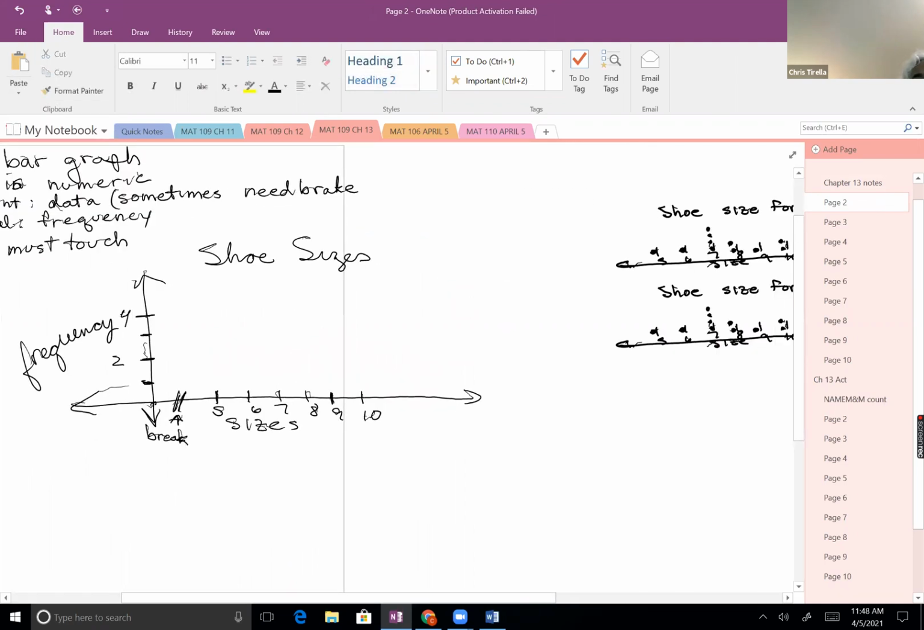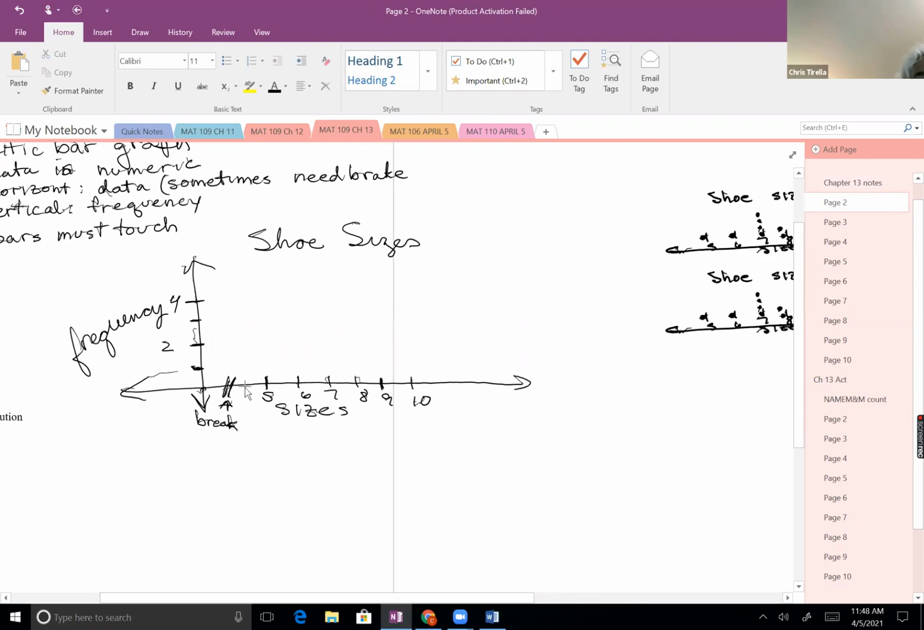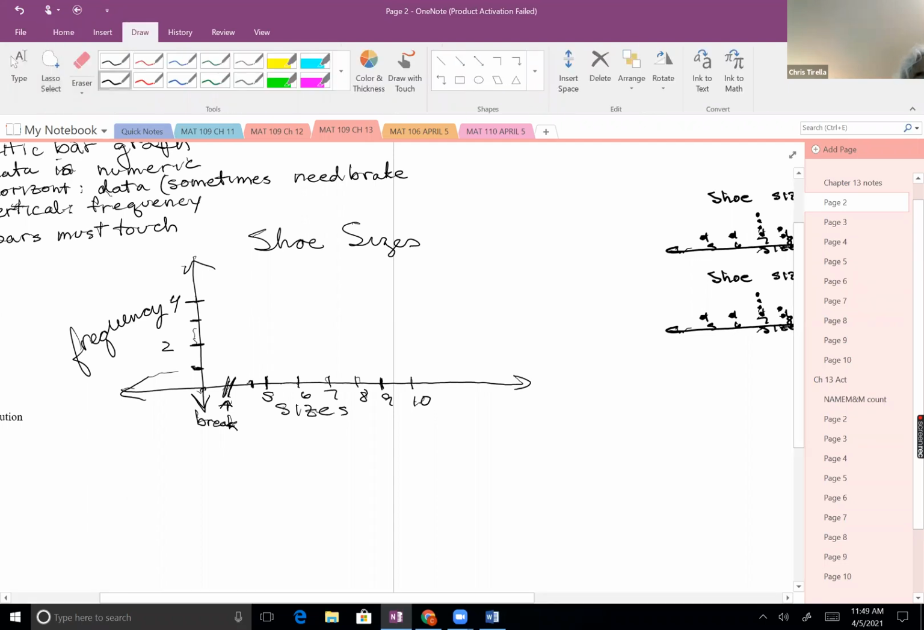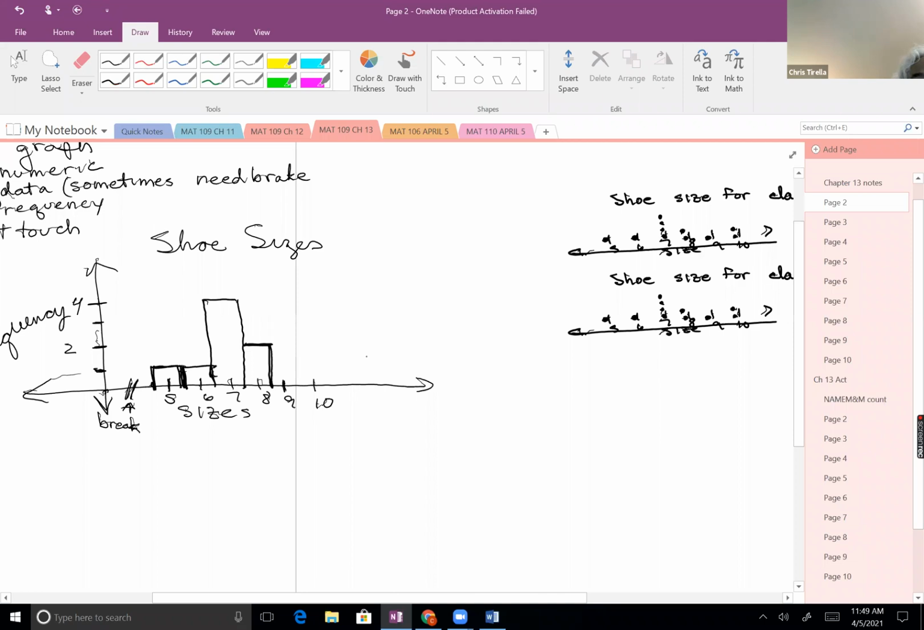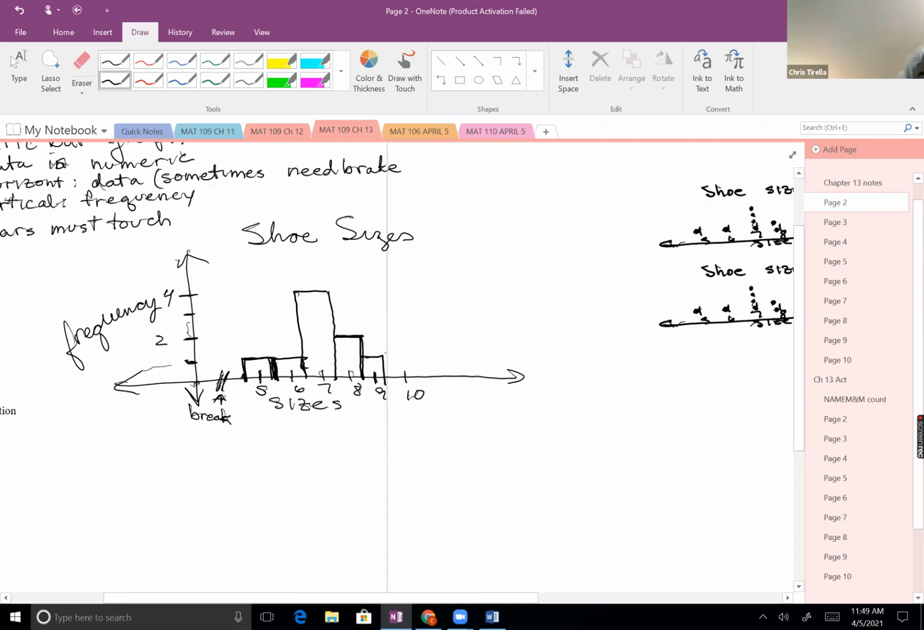Now we've got it. So for 5, I have a height of 1. And so to show that height of 1, I'll have the bar that goes from 4.5 to 5.5, centered at 5, with a height of 1. 6, there was 1. And again, because the bars are supposed to touch, that bar will go from 5.5 to 6.5. We had 4 size 7s. So there we'll have a bar of height 4 centered at 7. We had 2 size 8s. So we'll have a bar of height 2 centered at 8. We had 1 size 9. And then we had 2 size 10s.